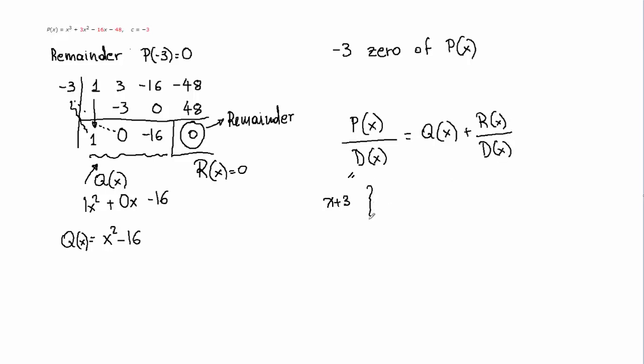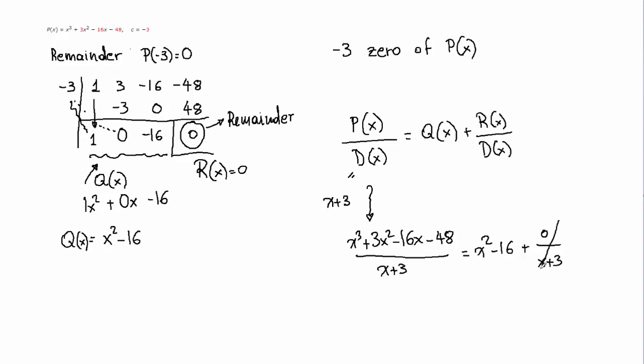If we want to write exactly what this means for the specific polynomial, then we can do the following. X to the third plus 3x squared minus 16x minus 48, that is our p of x, divided by x plus 3 from the one side, is equal to q of x, that is x squared minus 16, what we found from the division, plus 0 divided by x plus 3, that is overall equal to 0. So pretty much the fraction that we see on the left is equal to x squared minus 16.